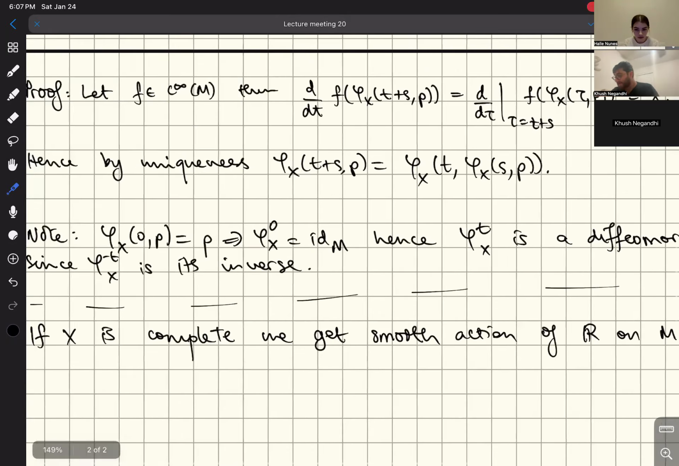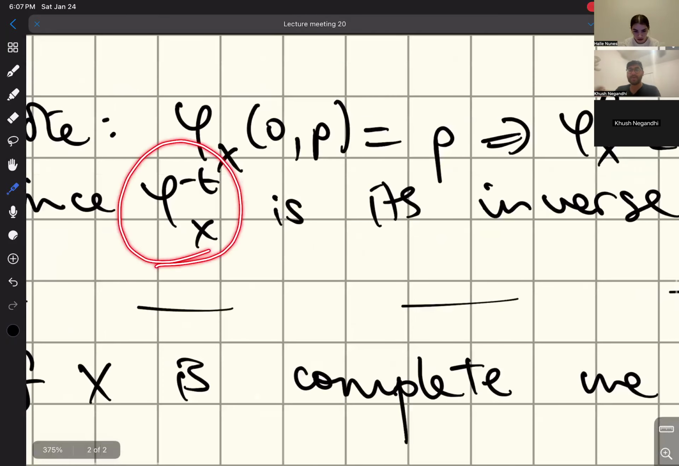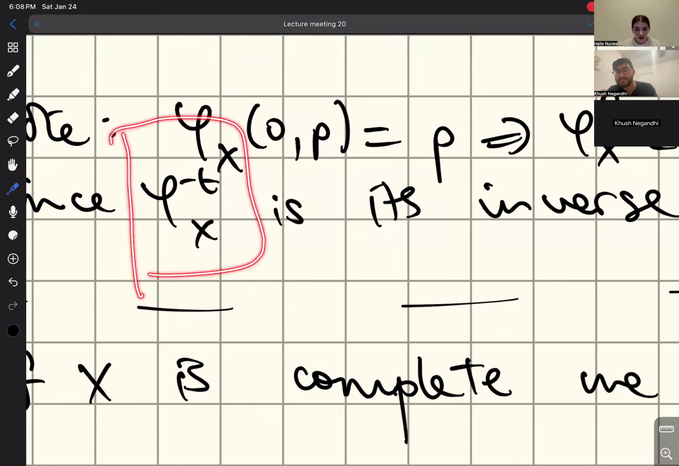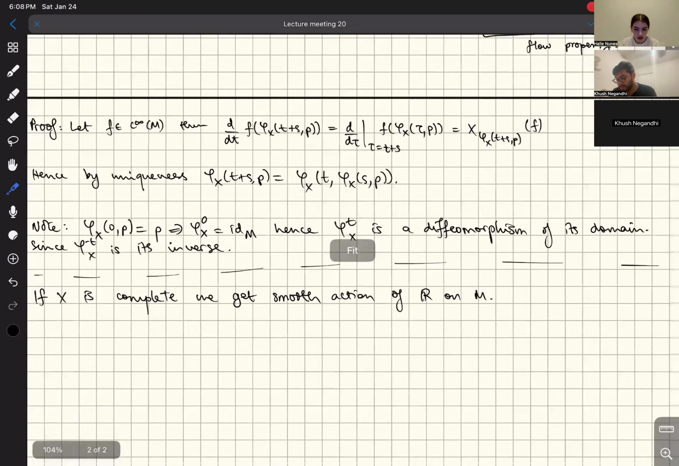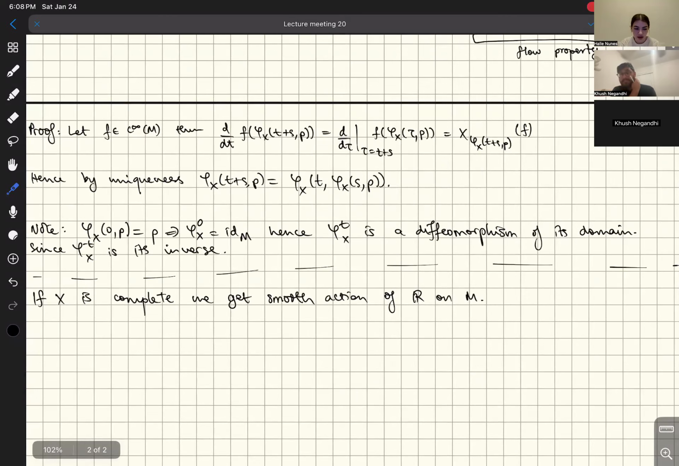Right? And its inverse is if I just went backwards. So if I take everything and instead of going forwards, I go backwards, that is its inverse. It's a diffeomorphism since this is its inverse. And then its inverse is also smooth. That's another important thing we have to mention.